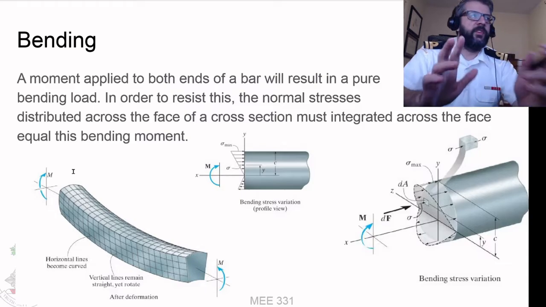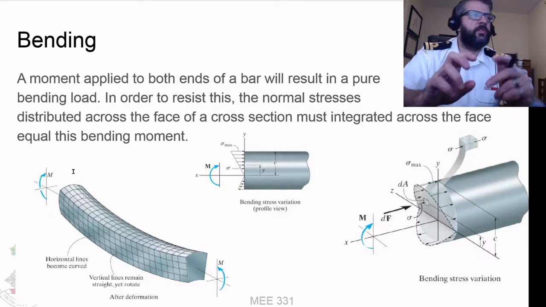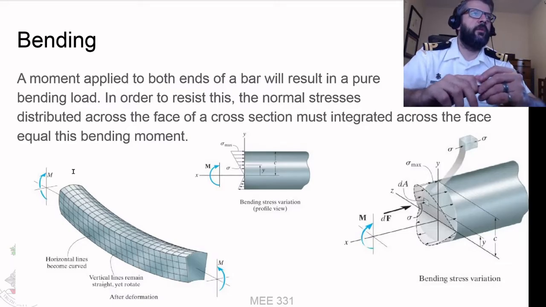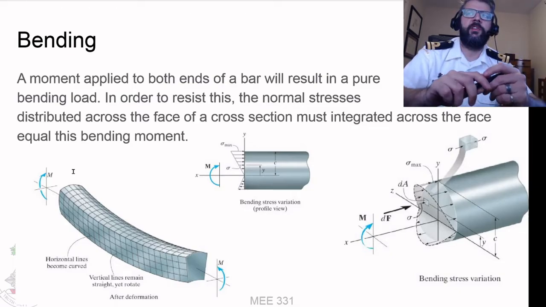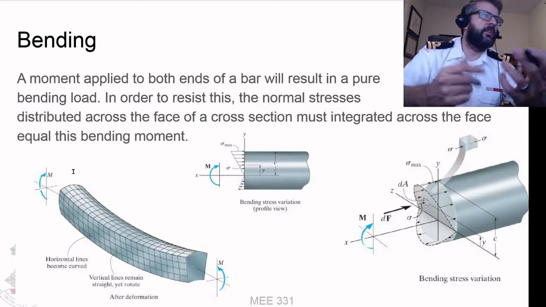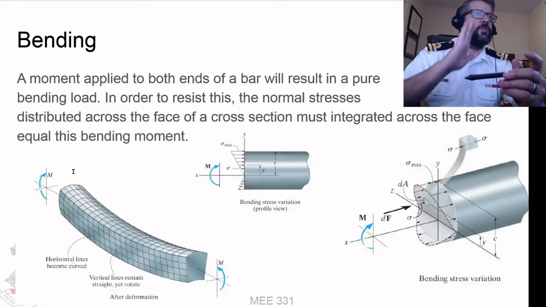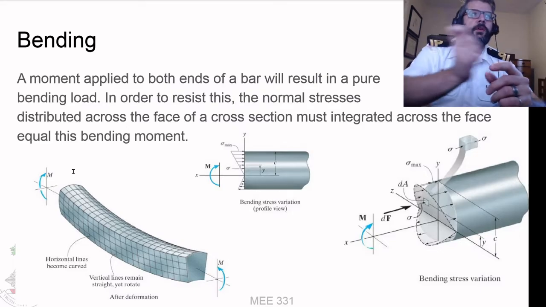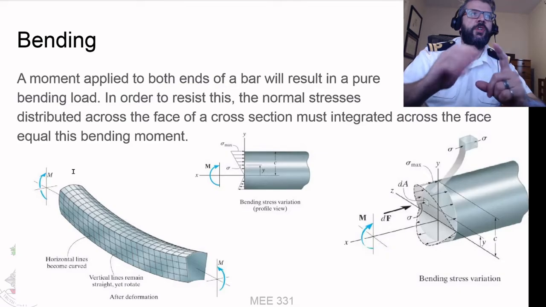If you want to resist this, then what you need is the normal stresses across the cross section to be such that when you integrate those local stresses that arise across the cross section, the net result needs to be that bending moment. And when I say net result, I mean it needs to be just that bending moment. No axial forces arising as a result, and no shear going on either.